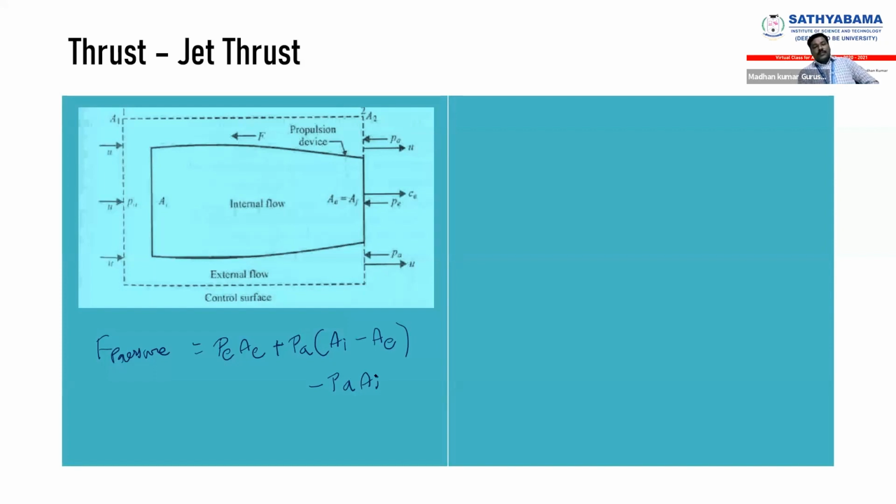Now we simplify this relation. It is very simple: PA A gets cancelled, and finally we have PE AE minus PA AE. So what is F pressure? On taking AE common outside, we get exit pressure minus ambient pressure, multiplied by the exit area. So this is your F pressure, the pressure thrust.